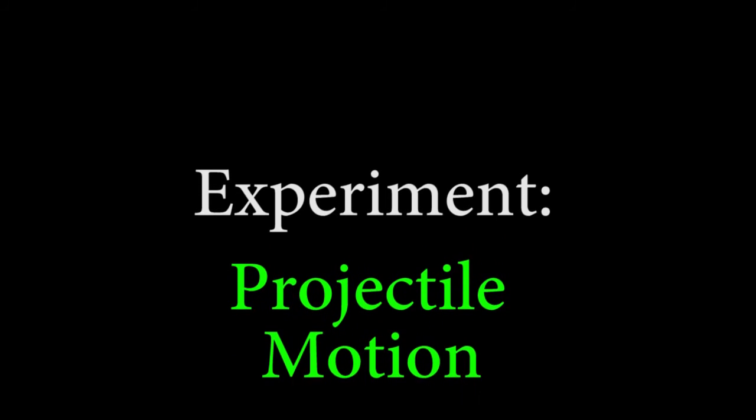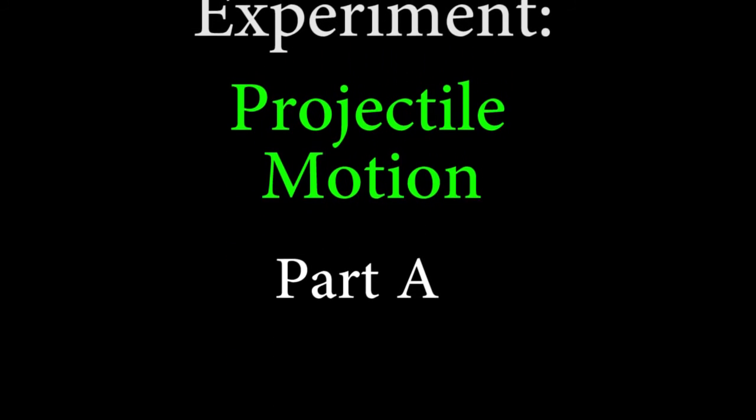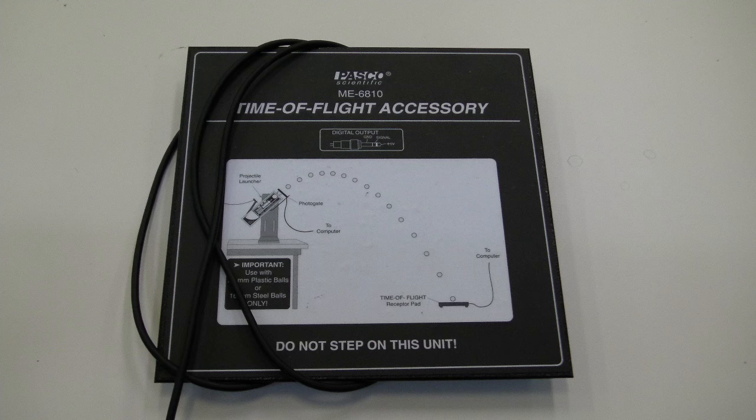This is the projectile motion experiment. In this experiment, you'll be using the time of flight for projectiles shot at different angles to find g, the local acceleration due to gravity. So I'm going to outline the equipment used in this lab.